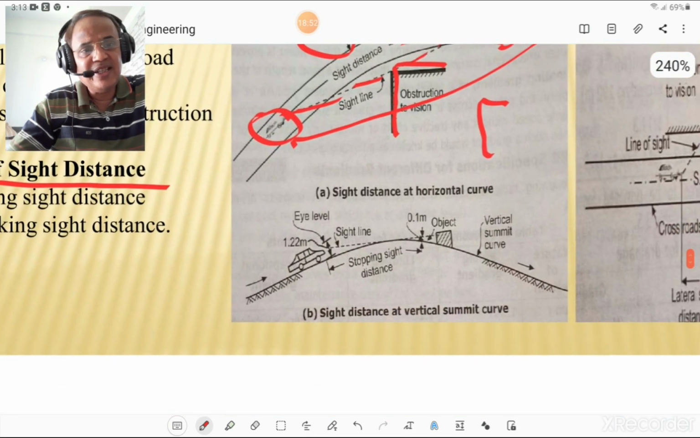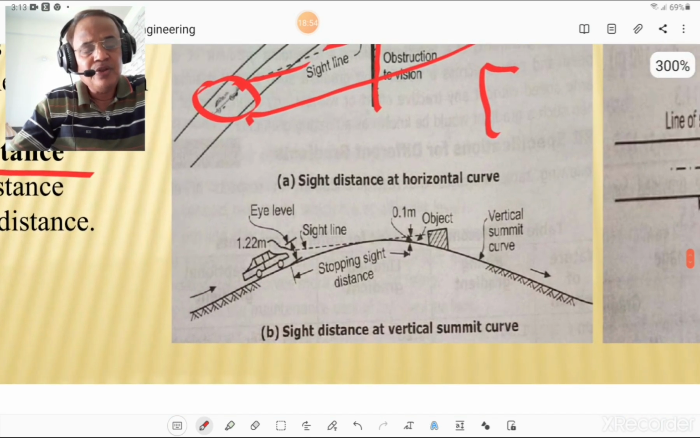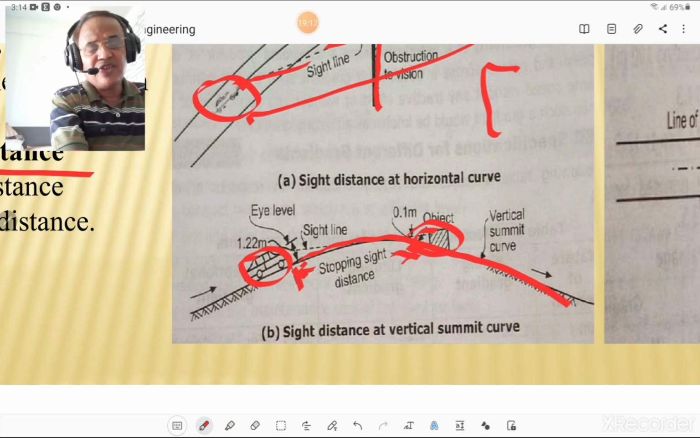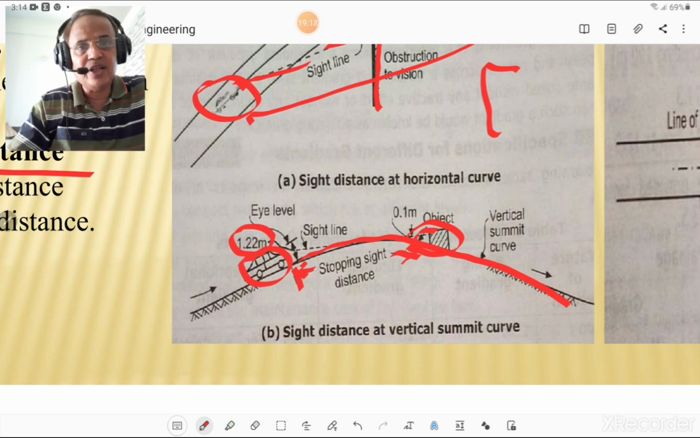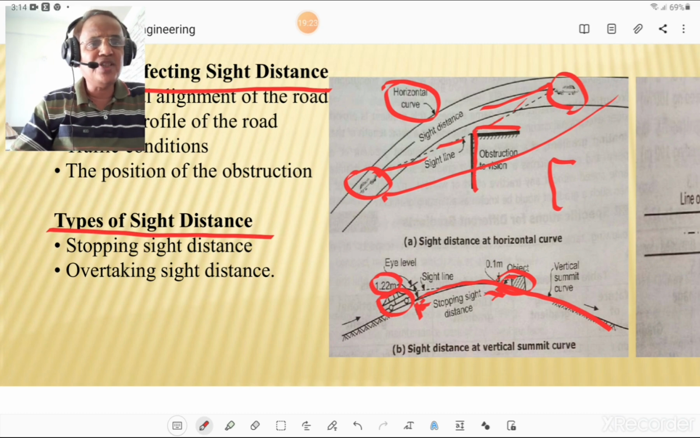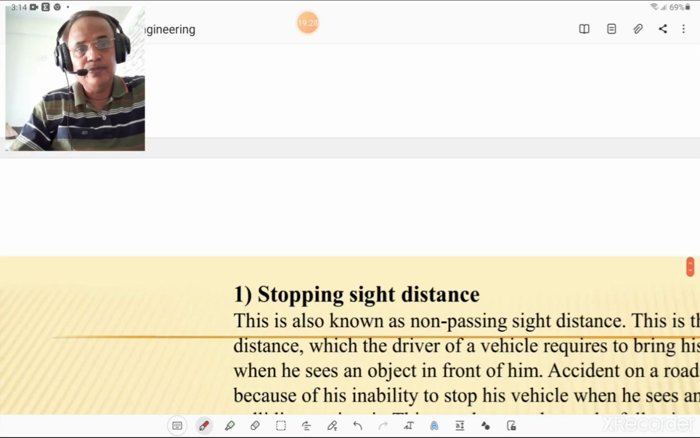Then second is the sight distance at a vertical summit curve. Look at this figure. This is the vehicle and this is the object having 0.1 meter or 10 centimeter height, and this distance is called the stopping sight distance, and this curve is the vertical summit curve. The height of the eyesight of a driver is taken as 1.22 meter in case of sight distance at a vertical summit curve. So you must know this 1.22 and the height of object as 10 centimeter. You must know these figures for MCQs.